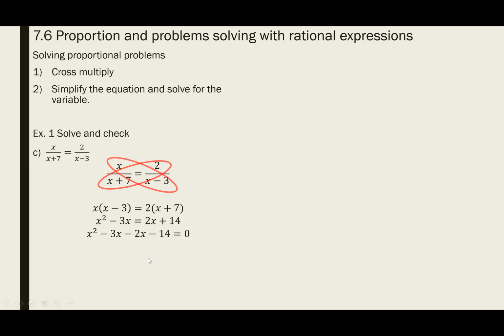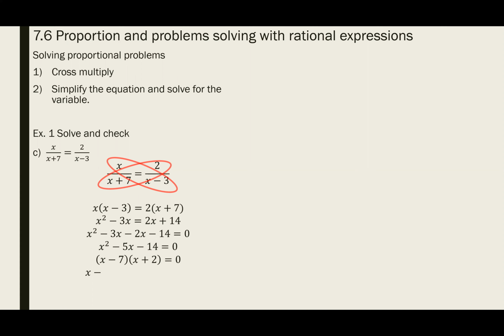And now what do I do? Well, I combine like terms. My like terms are the negative 3x and a negative 2x. That will give me a negative 5x. And once I have this here, I know that I need to factor. If I factor, I have 7 times 2 is 14. 7 minus 2 is 5. In this case, the 7 is negative and the 2 is positive.